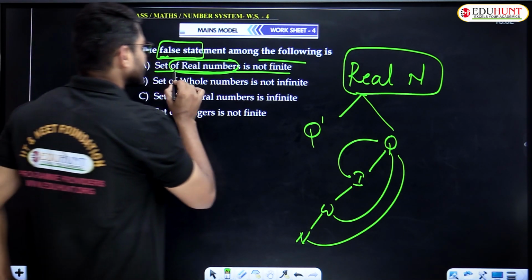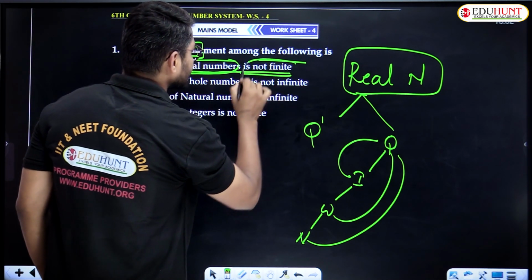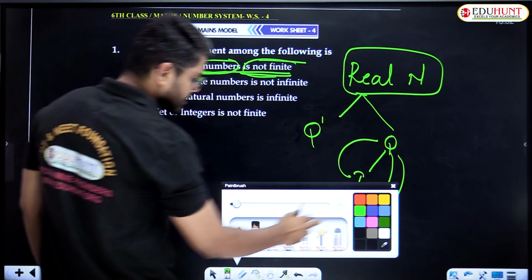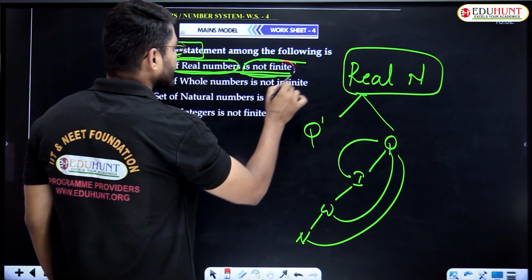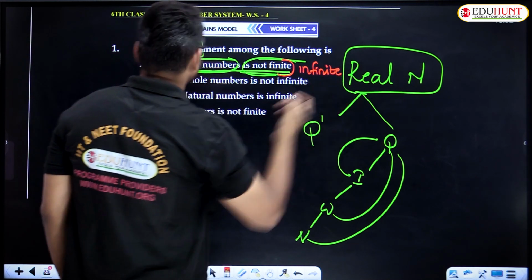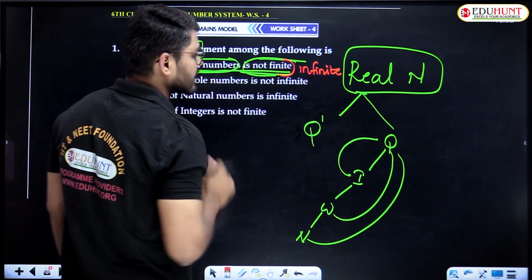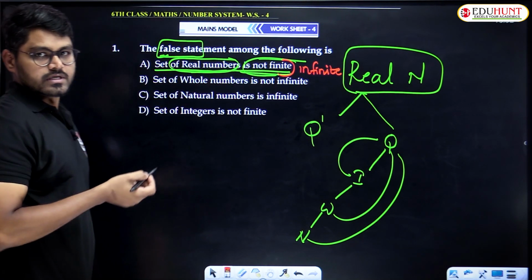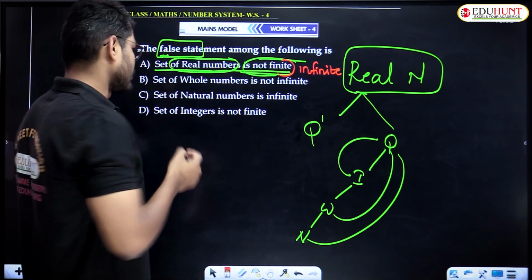See here, the set of real numbers is not finite. What do you mean by not finite? Not finite means infinite. The set of real numbers is infinite. Is this a true statement or false? Yes, true statement.